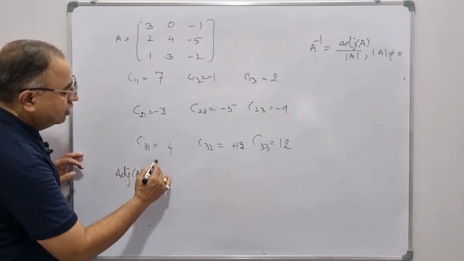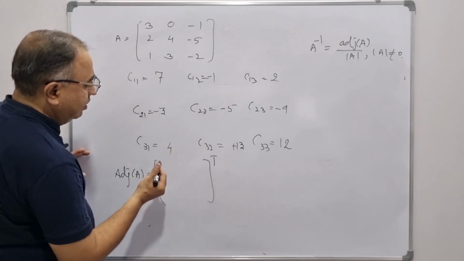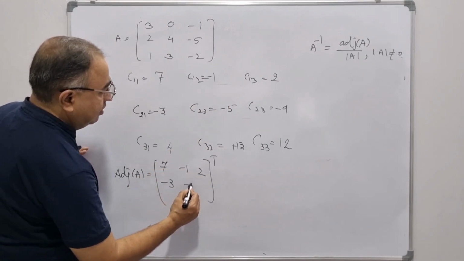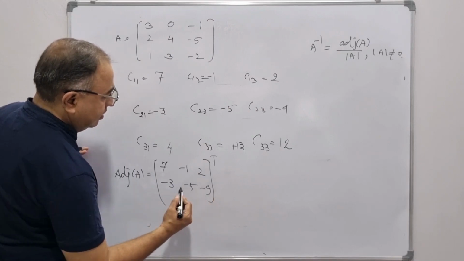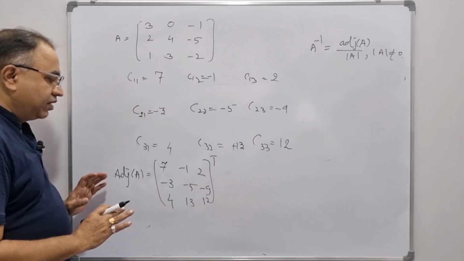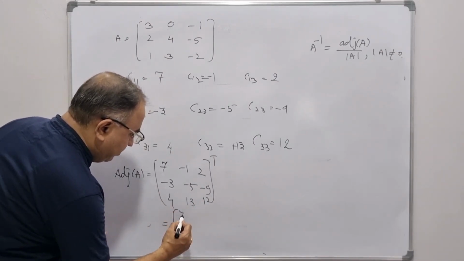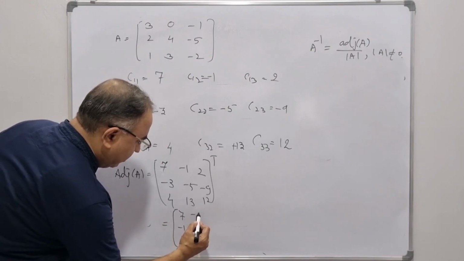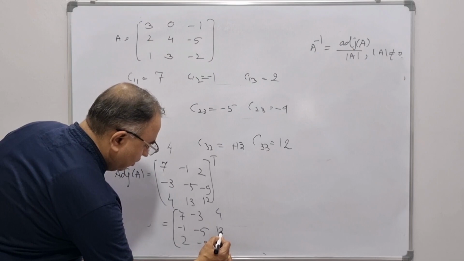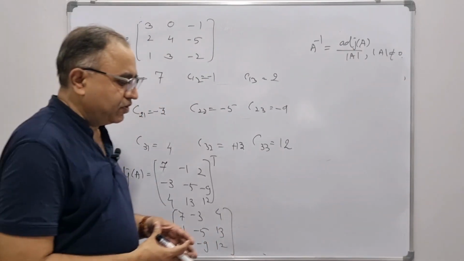You will find out the transpose of the cofactor matrix. So the transpose of these cofactors you will write here: 1, minus 1, 2; minus 3, minus 5, minus 9; 4, 13, 12. Right? Convert rows into columns by interchanging them. First row becomes first column, second row becomes second column, third row becomes third column. You got the adjoint also here.